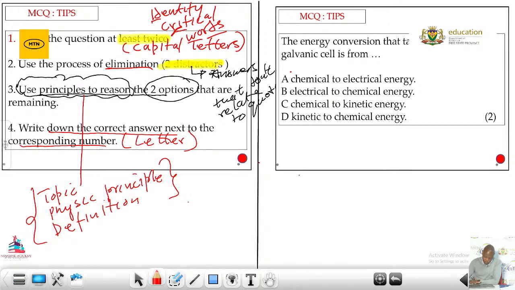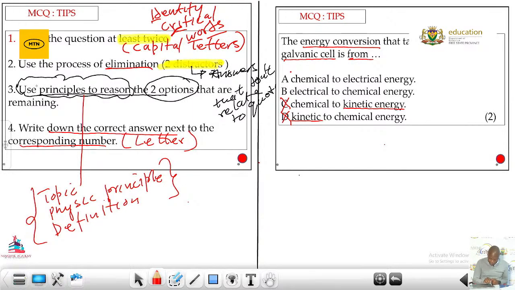So I've chosen a question here that says: the energy conversion that takes place in a galvanic cell is from. The best way of doing this is to try and identify my two distractors. It is easy to see that when we work with a galvanic cell, it does not have anything to do with kinetic energy. So C and D are my two distractors. Now I am left with A and B.